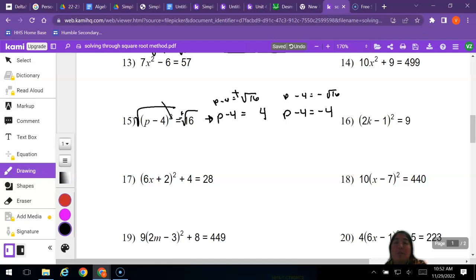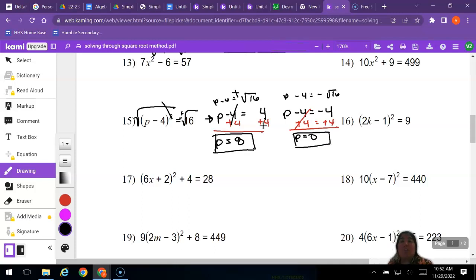Now I got to find p by itself for each one. Add 4. I will get p equals 8. Same thing here, add 4. I also get p equals 0. So you get both answers. P equals 8, p equals 0. You got to make sure that whatever was squared is by itself.